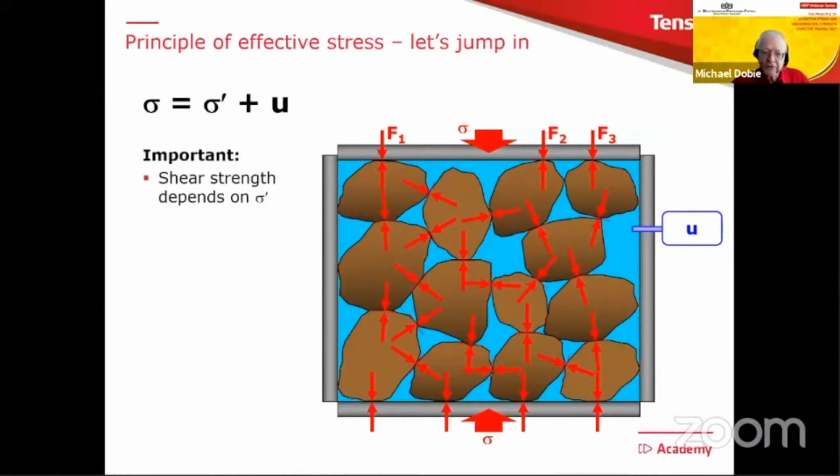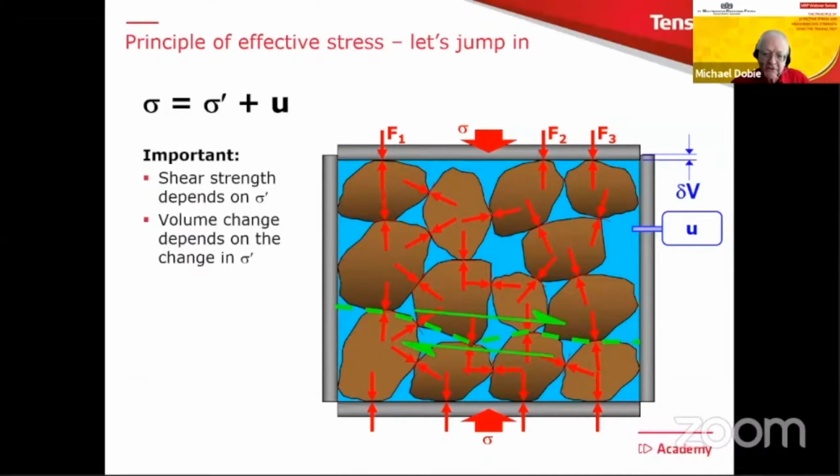Now, there are two important principles that follow on from this. The first one is that shear strength in the soil, for example on a shear plane there, where you see the green arrows appearing, depends on the effective stress. And also, if we add some measurement of volume change, which you can see over on the top right, then the volume change also depends on the change in effective stress. And this, in a nutshell, are the important aspects of this discussion.